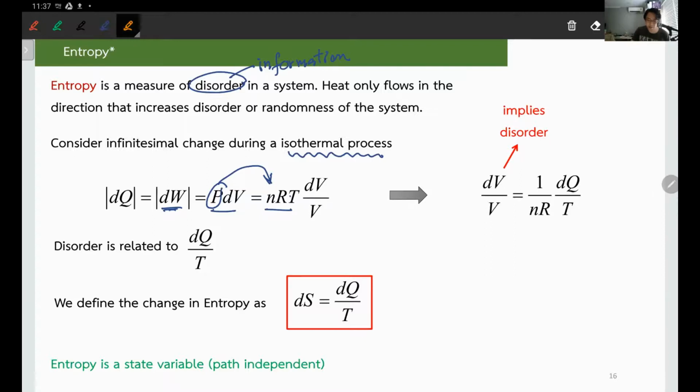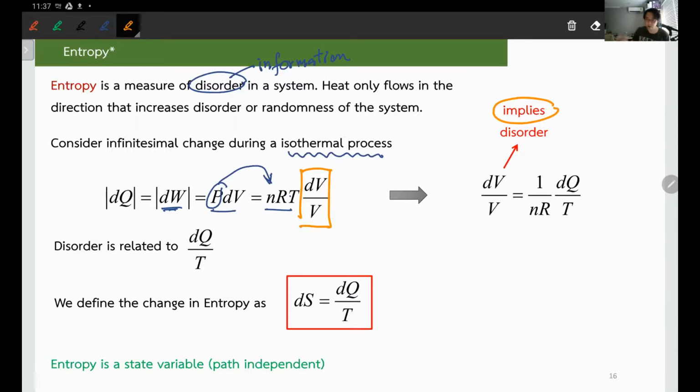But the thing that I want to focus on is this ratio right here. The increase in the volume with respect to the original volume is a fractional change of the volume. Actually, this one implies a bit of disorderness of the system.